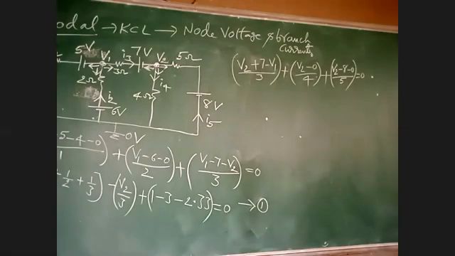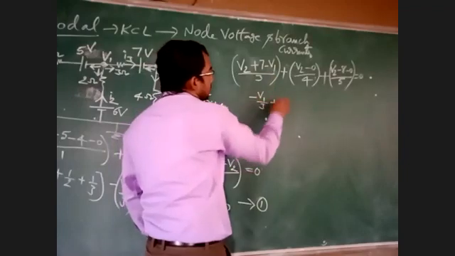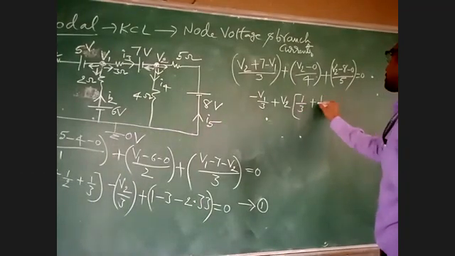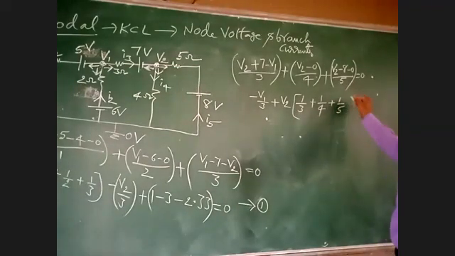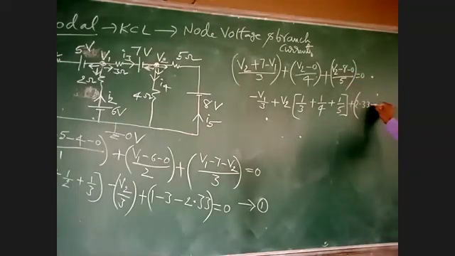Now similarly here also separate the V1 terms and V2 terms. V1 is minus V1 by 3, plus V2 times (1 by 3 plus 1 by 4 plus 1 by 5). 7 by 3 is 2.33. 8 by 5, what is 8 by 5? 1.6.